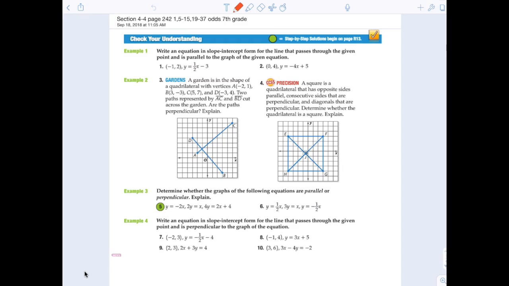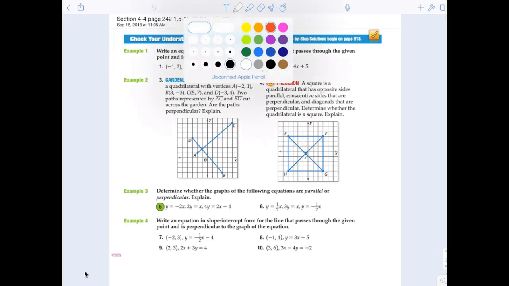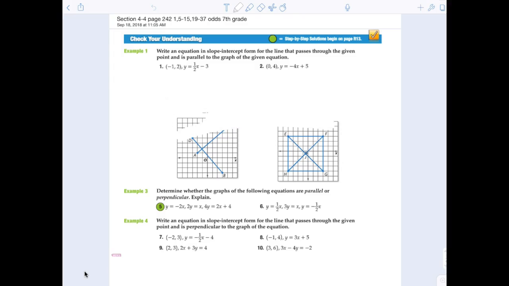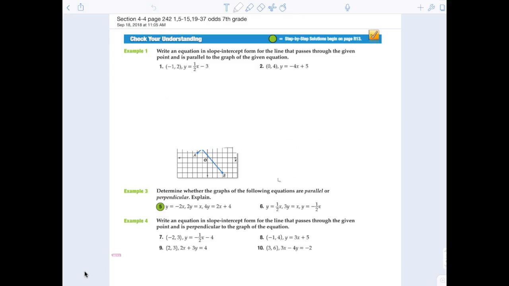All right, so let's take a look first and foremost at question number one. But before I do that, I need to get rid of these examples because we're not doing the word problems right now. What we're going to do is start with question number one.